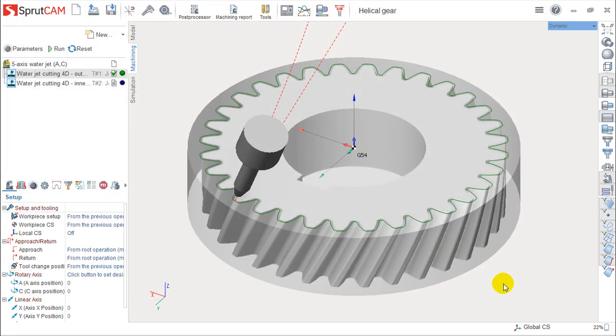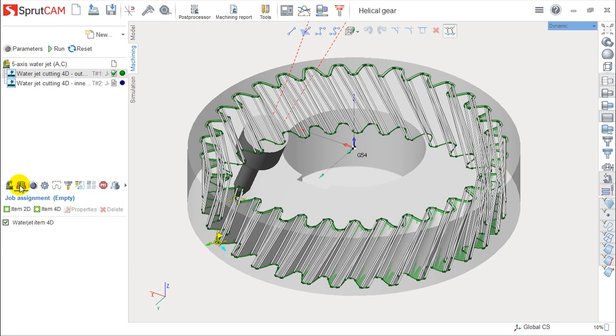So not very difficult, and more important than seeing parameter by parameter, I think an example will clarify many of your questions. In terms of the job assignment, it is the basic concept as in other milling, in other toolpath types. So we need to choose what we want, being item 2D or a 4D. So it's pretty much the same.